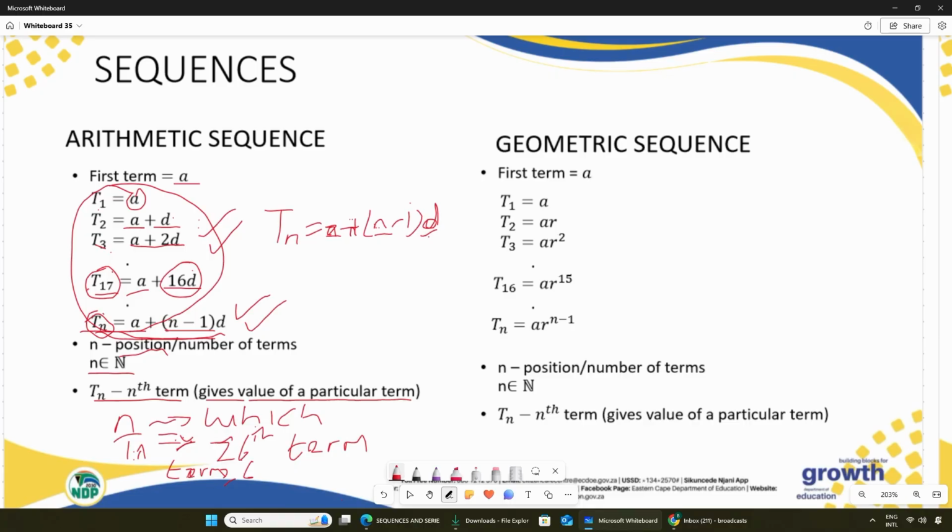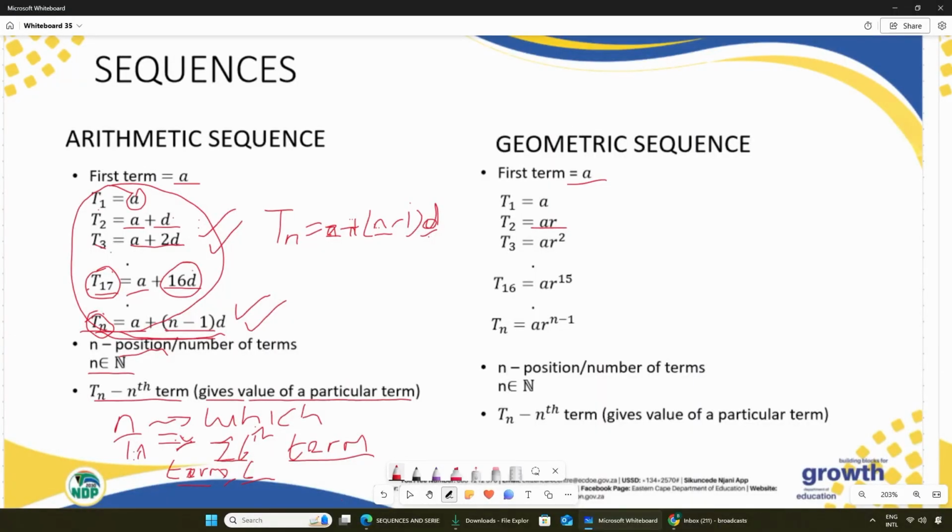If they are looking for the value of a particular term, it will always be a number followed by term, or term followed by a number. That simply means they gave you the term number, but what they are looking for is the value of that particular term. Okay, now let's go to geometric sequence.